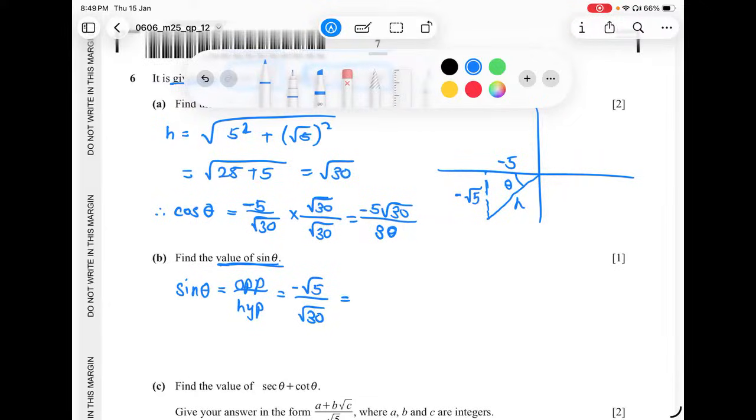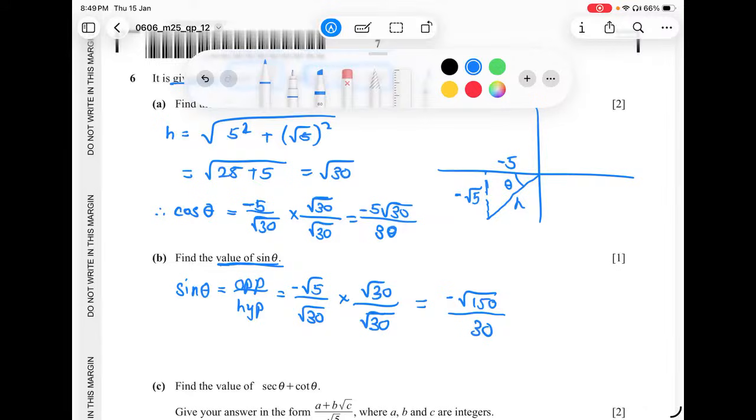So when you rationalize this, you will get negative... So basically, when you rationalize this to root 30 times root 30, so now what you get is negative root 5 times root 30. So that should be 150, and this should be 30. So let's just check if it's correct. Negative root 150 over 30. Yeah, it's correct.